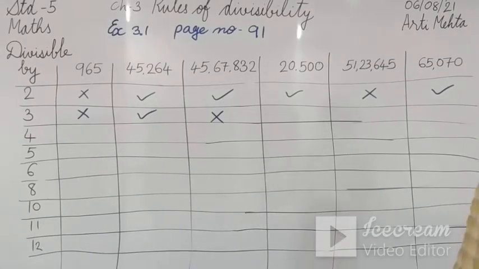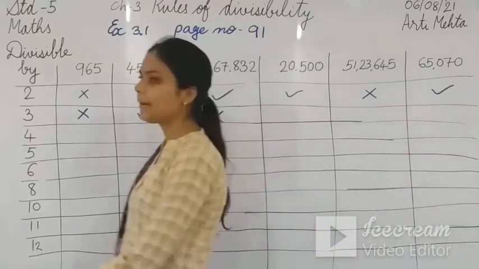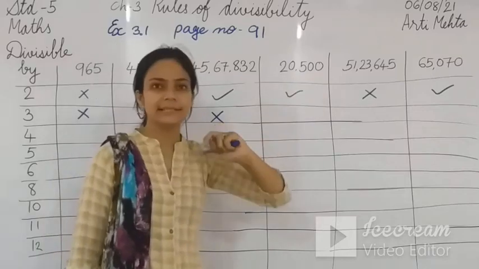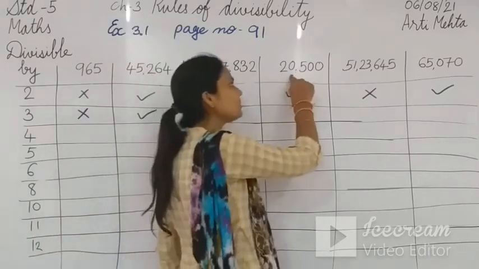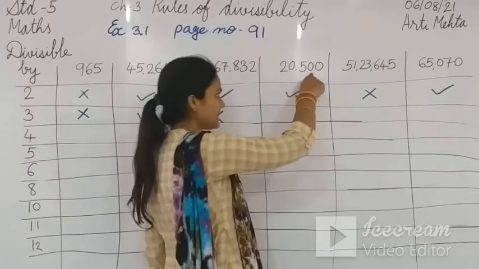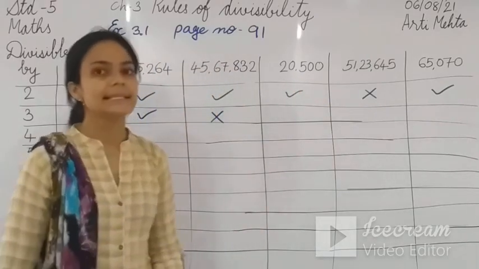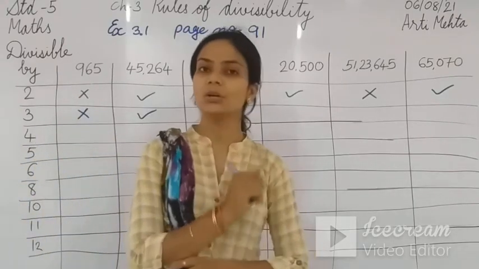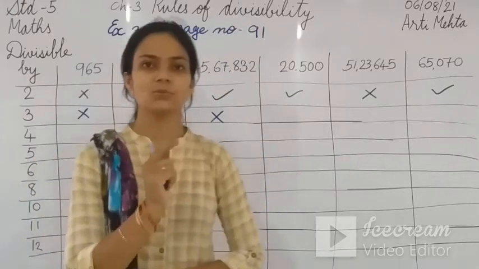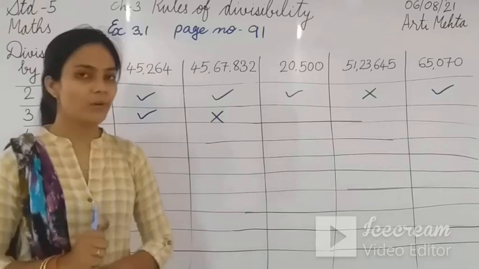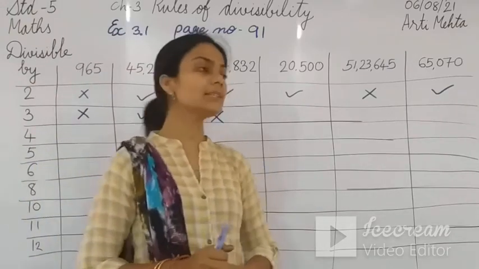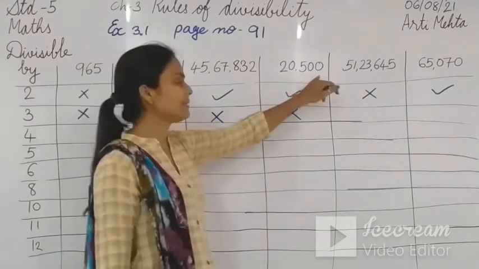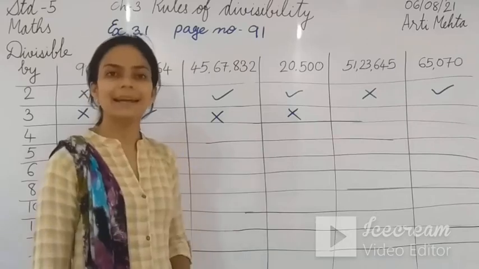Okay, now the next number 20,500. We will count the sum of the digit. 2 plus 5 7. Okay, 0 0 0. Zero's value is 0 always. Okay, 2 plus 0 2. 2 plus 5 7. 7 plus 0 0 7. Okay, 7 is the sum of the digit. So can 7 be divided by 3 or not? No, because 3 2s are 6. Okay, 7 minus 6, 1. Remainder will be 1. Okay, so 7 is not divisible by 3. So 20,500 is not divisible by 3.